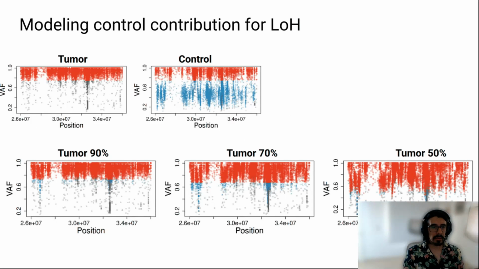So here are again a couple of examples of the tumor and control I showed you before. Now we contaminated this tumor sample with the control at 10, 30, and 50%. You can see the red dots are those used for the analysis, and how the thresholds go lower and lower. We are still able to detect loss of heterozygosity in this genomic region.